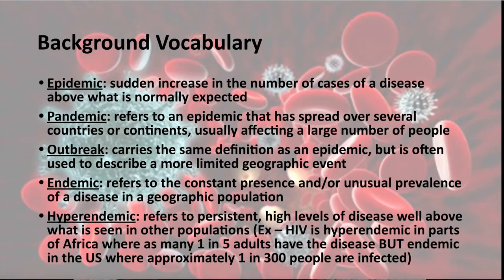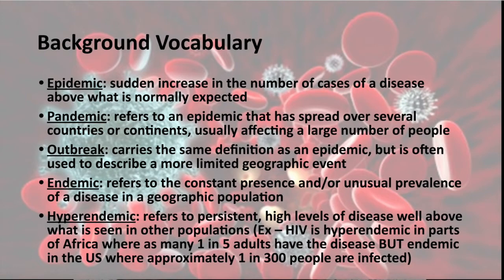A pandemic is when an epidemic spreads over several countries or continents, or in the case of COVID, which isn't what we're talking about here, but since it's an easy reference right now, it can be global as well. An outbreak is the same as an epidemic, but it's usually much more limited in geographical spread. It could be, for a case of food poisoning, an outbreak traced back to the same restaurant, for example.